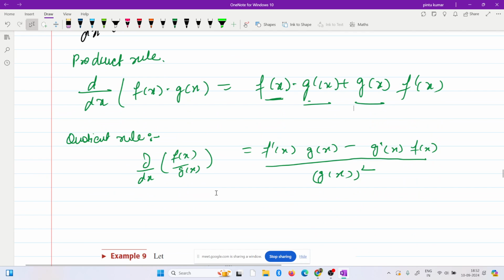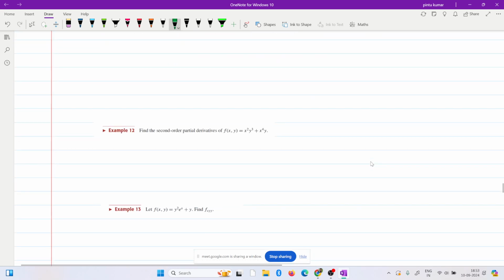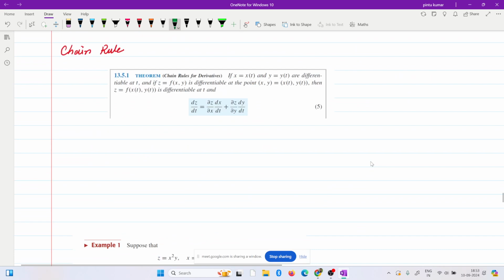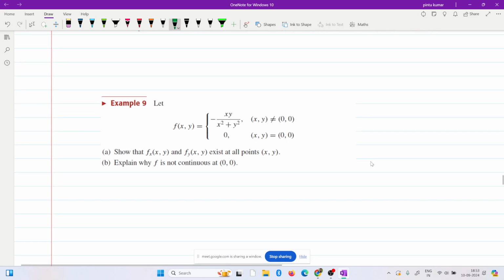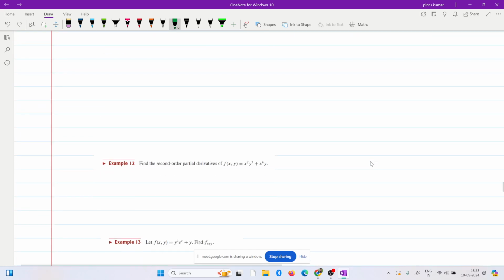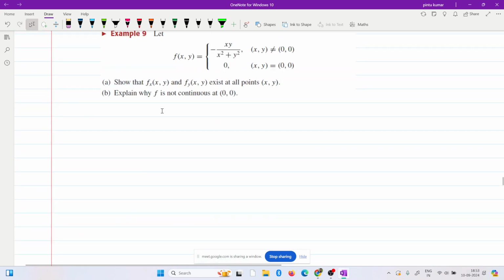Similarly, there is the quotient rule. So you have f dash x into g of x minus g dash x into f of x, divided by g of x square. Okay. So we will solve these questions. First of all, let's solve 12 and 13. Then we will come back to example 9.